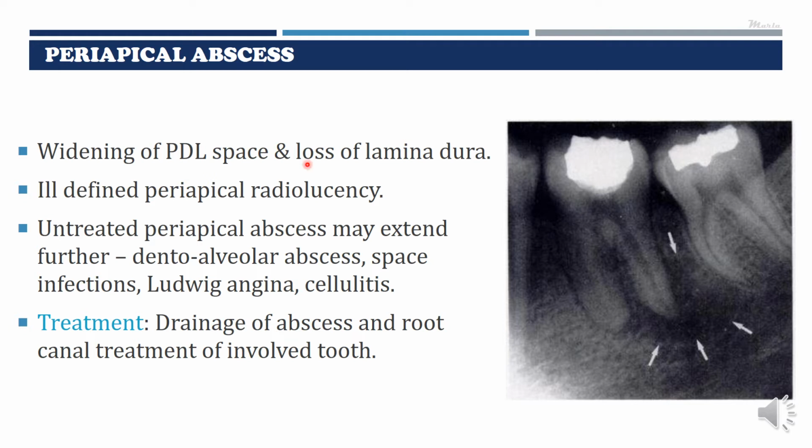You can also see that there is loss of lamina dura. The lamina dura is a radio-opaque line which is formed along the socket of the tooth. However, in this case, there is no lamina dura seen beyond a certain level. That is because of the acute inflammation which has spread to the area. The periapical changes will be diffuse in nature, such that the borders are faint or not clearly definable.